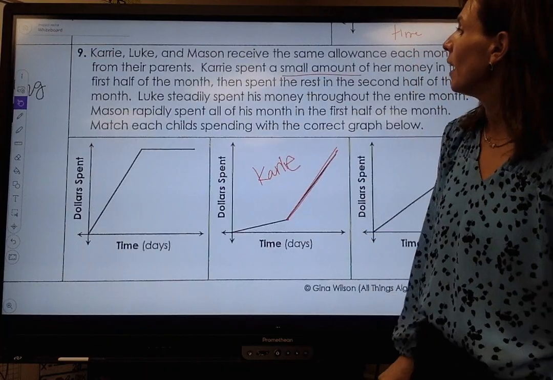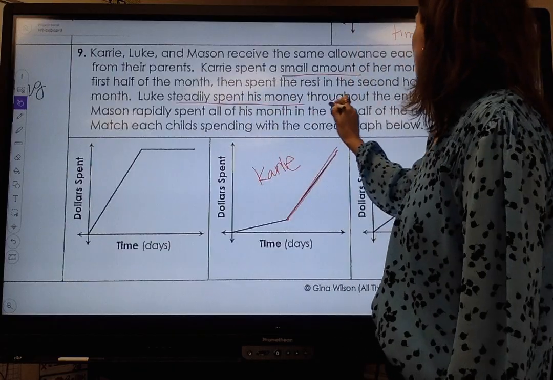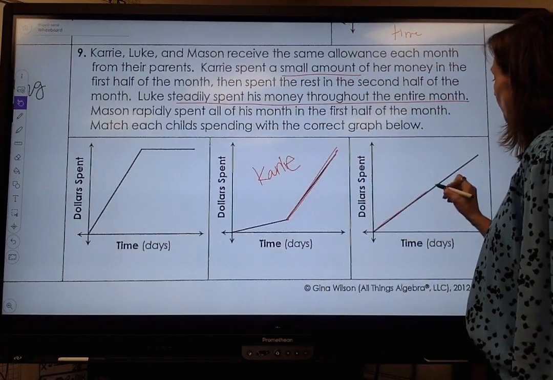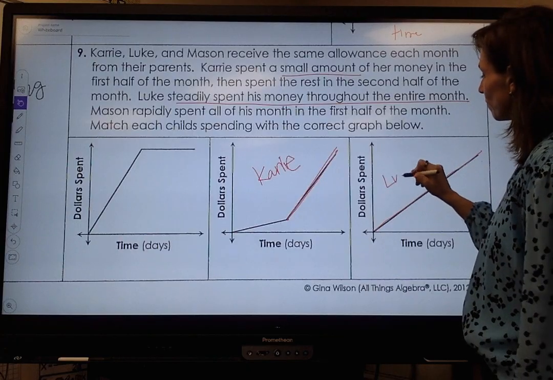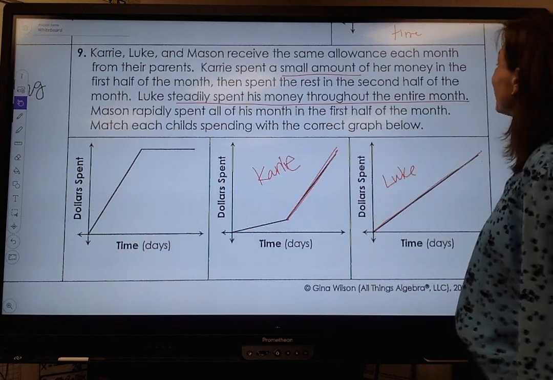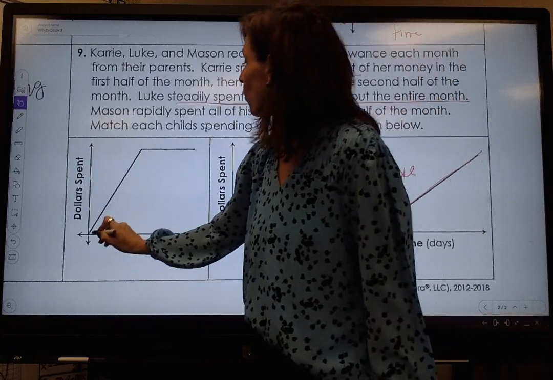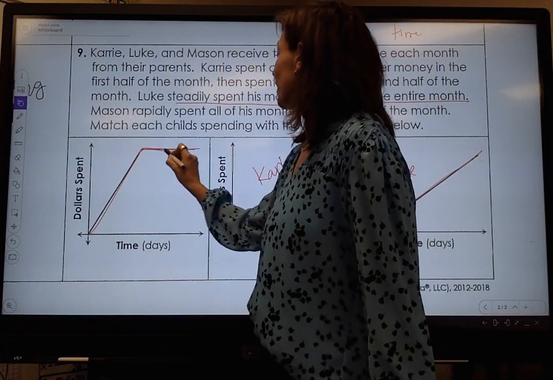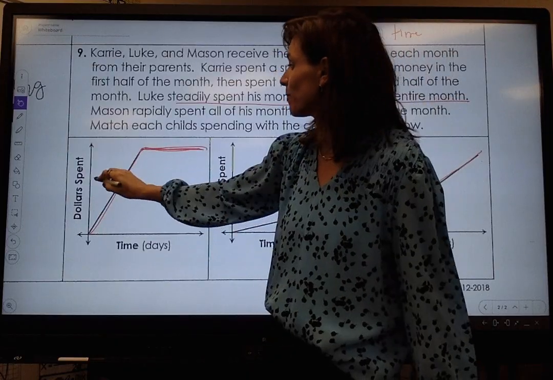Okay. Luke steadily spent his money throughout the entire month. So Luke is just steadily spending his money throughout the entire month. And then Mason rapidly spends his money, and he ran out. He had no more money to spend, so he ran out. So here's Mason.